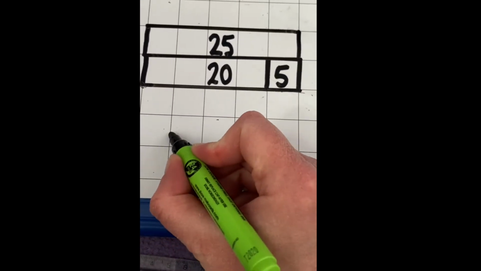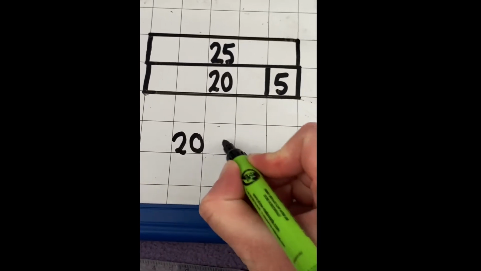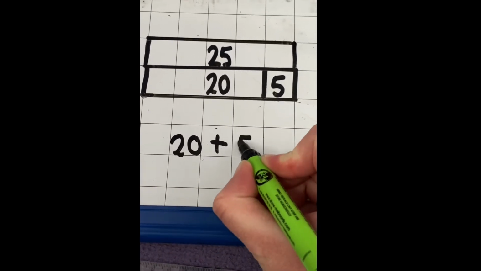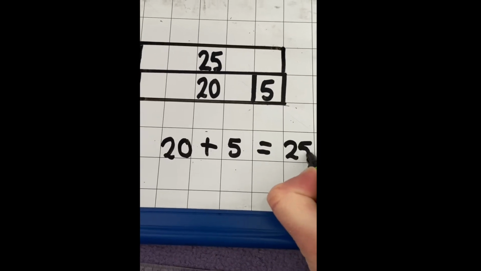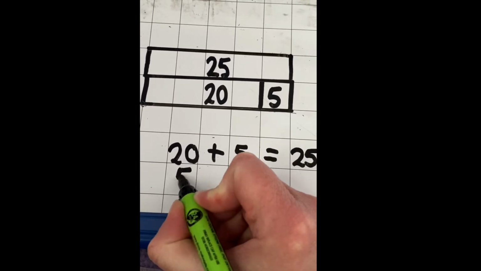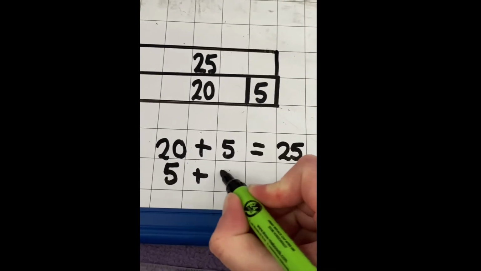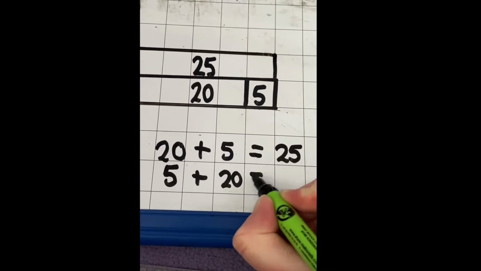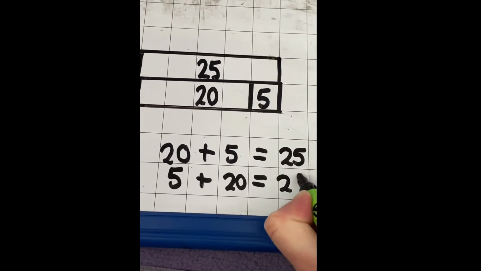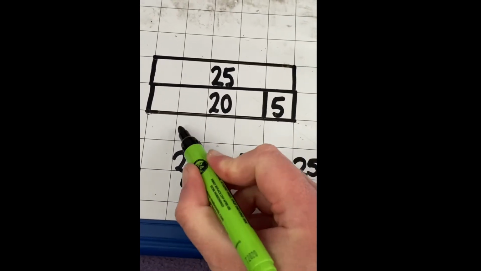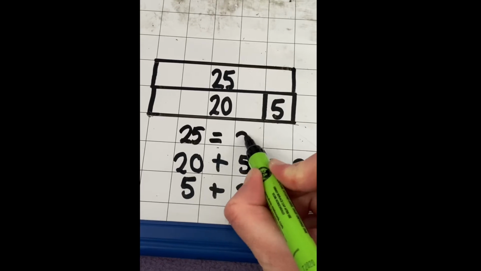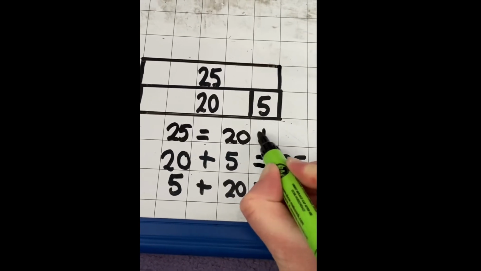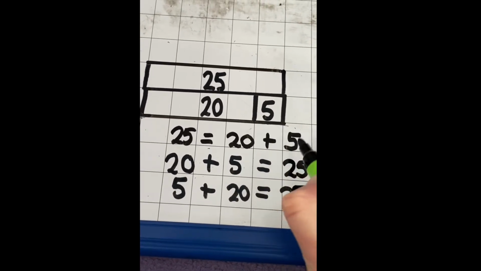For example, 20 add 5 equals 25. 5 add 20 equals 25. 25 equals 20 add 5.